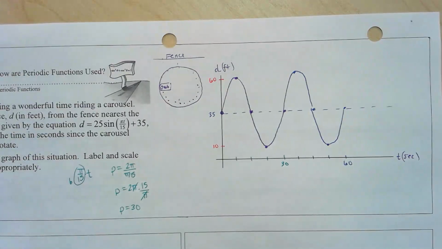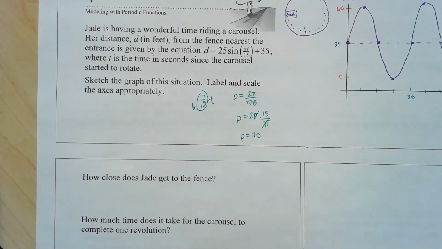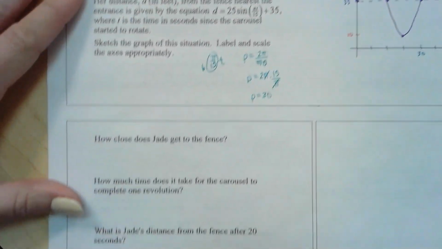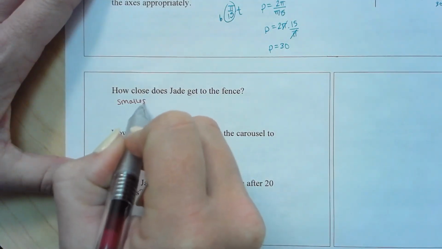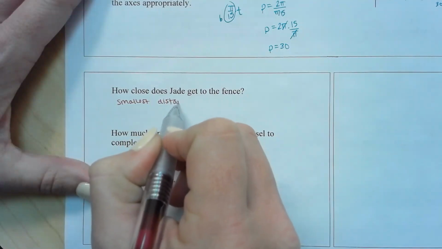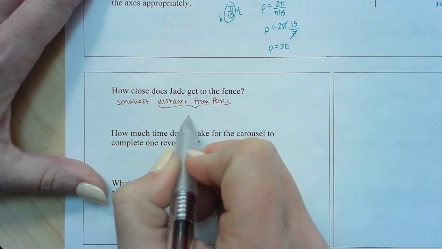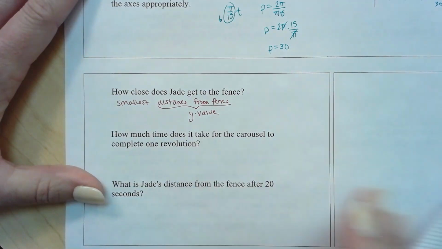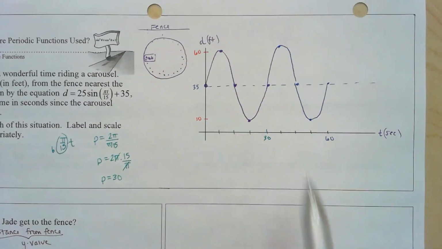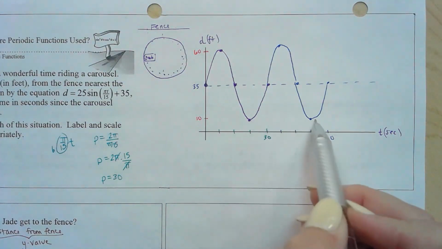Okay. All right, so let's take a look at some of these questions. First question says, how close does Jade get to the fence? Now, when we talk about how close does she get to the fence, I'm looking for the smallest distance from the fence. Now remember, distance from the fence, that's our y. That's our y-axis. So I'm looking for the smallest y value, right? Look at my graph. The lowest I ever get is 10. The smallest distance is 10.